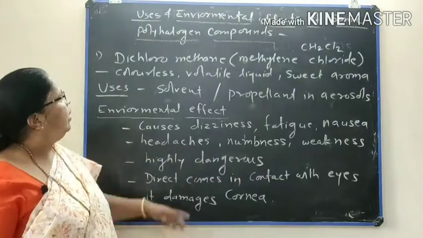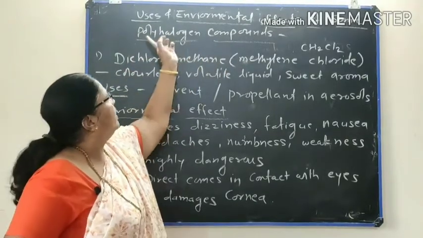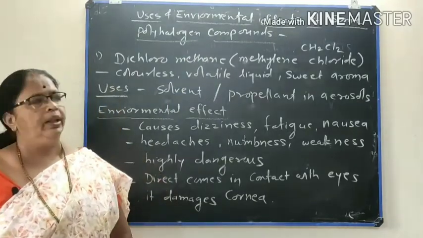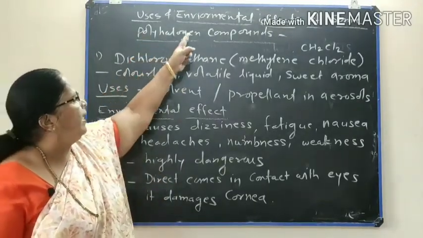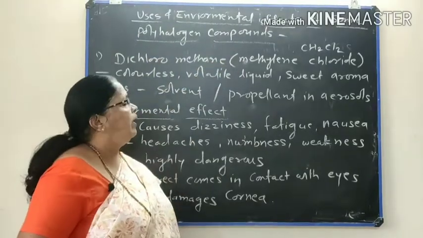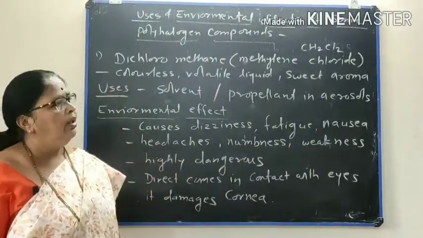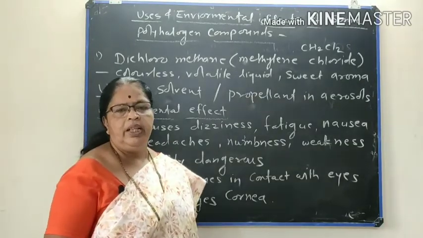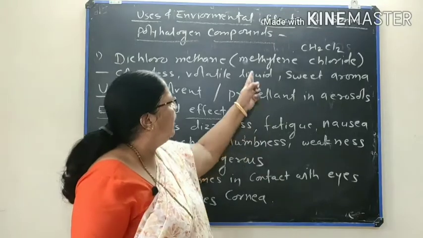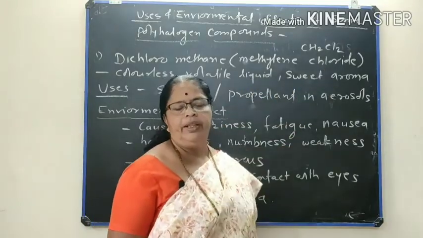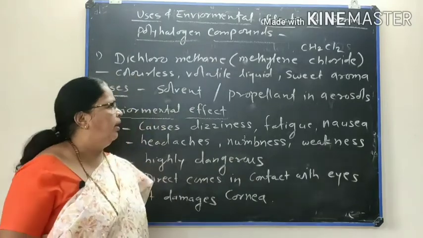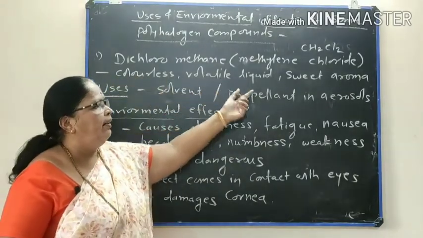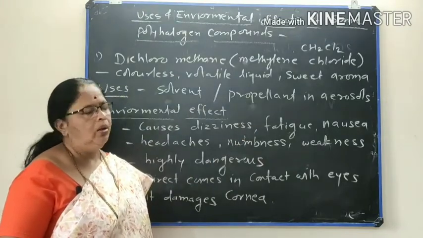Now we will see uses and environmental effects of some polyhalogen compounds. First one, dichloromethane, CH2Cl2. It is also called methylene chloride. It is a colorless volatile liquid and has a sweet aroma or odor.